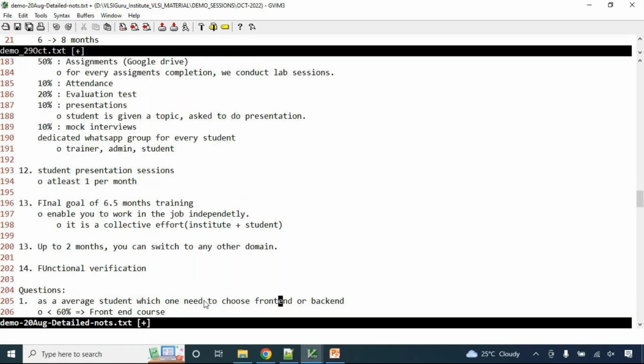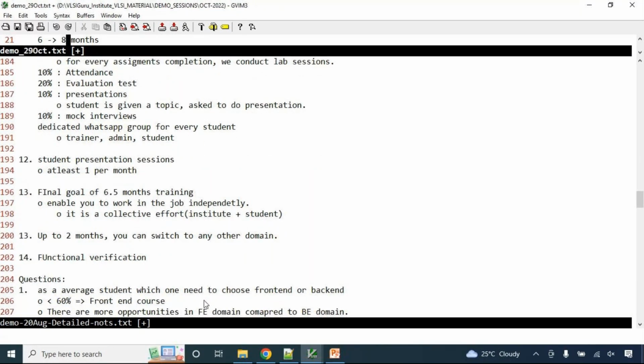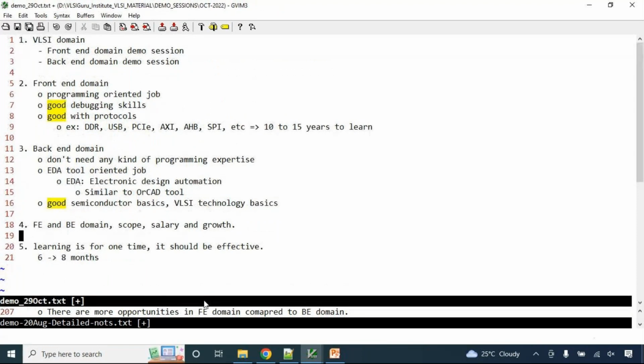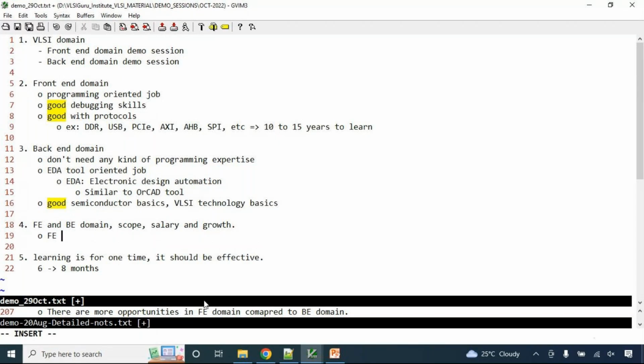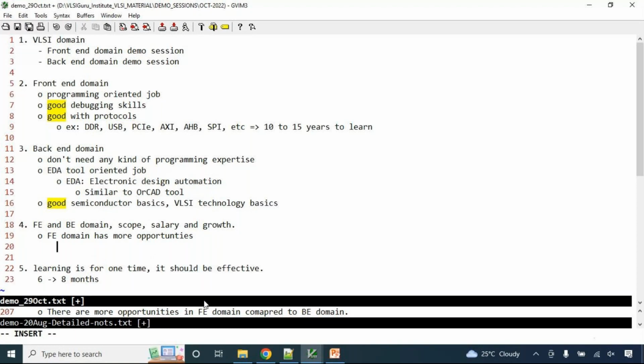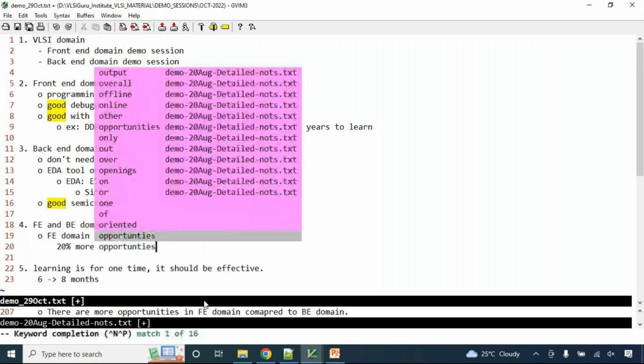Someone was asking a question about salary, scope, growth, all that. Currently, what I have seen is that the front-end domain has more opportunities as of today. But if you ask me whether it will always be like that in the long term, not like that. Even in PD, you see a lot of people getting hired in physical design also. I would say the front-end domain will always have 20% more opportunities than back-end.